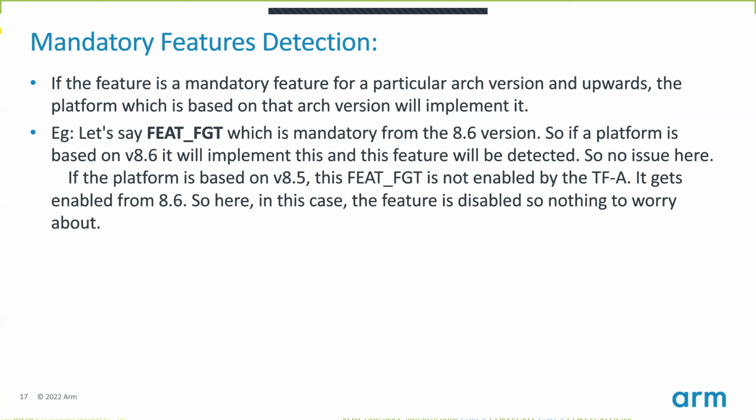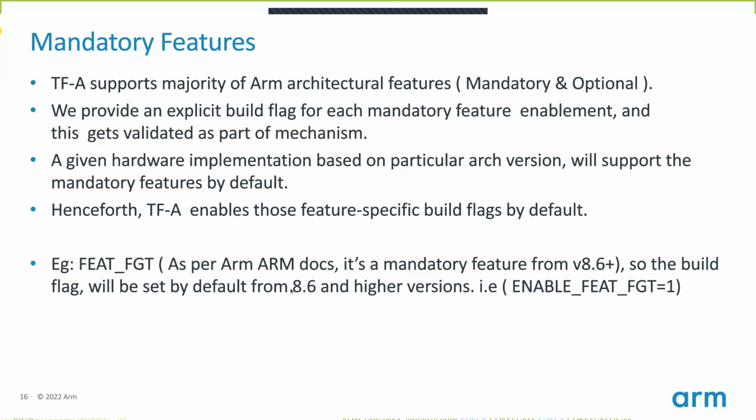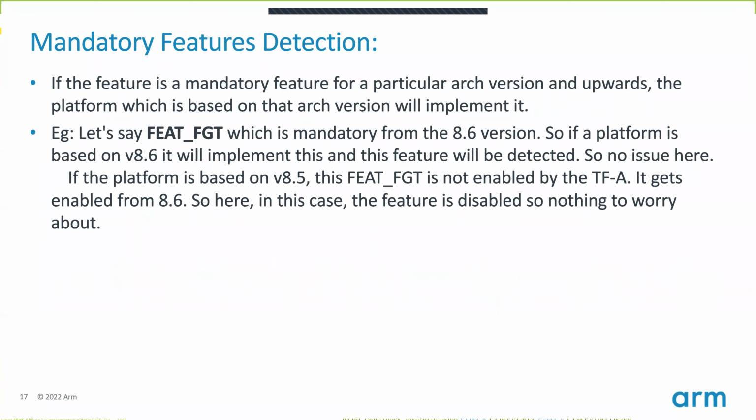Sorry, a quick question. Is this based on the ARM Arch version macro? So based on that, you will do ENABLE_FEAT_FGT or whatever, for example? Yes, enabling the feature flag in the main makefile will be based on the architectural versions, yes. Okay, so the architectural version will be used to enable all the mandatory feature flags. Correct, yes. Okay, thanks.